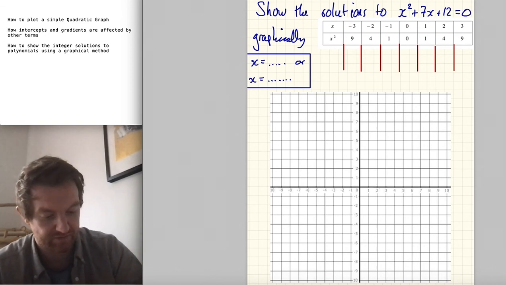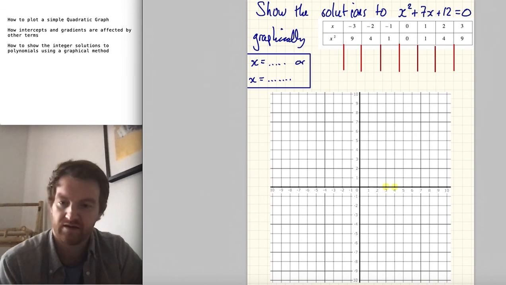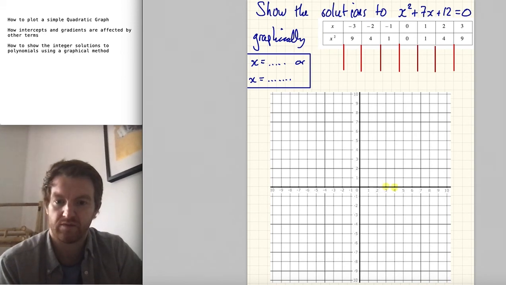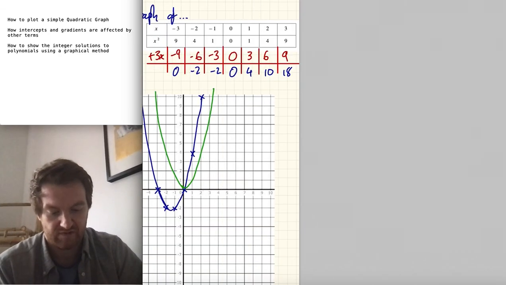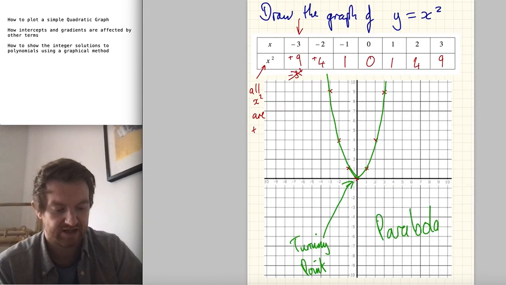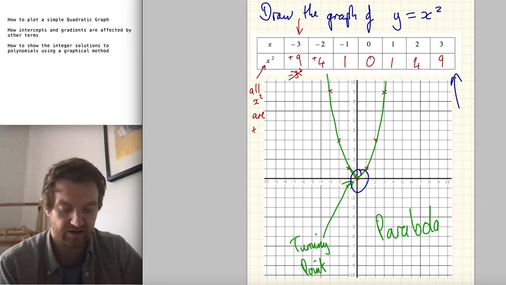Okay, if you did this correctly, I won't give you the whole graph in case you want to try it again. You should have had two crossing points. One of them should have been here, and one of them should have been here. Negative 3 and negative 4. So that's an introduction to quadratic graphs. Just remember, right back to the beginning, table of values, plot your points, nice curve, make sure you've got a turning point and a nice smooth parabola.